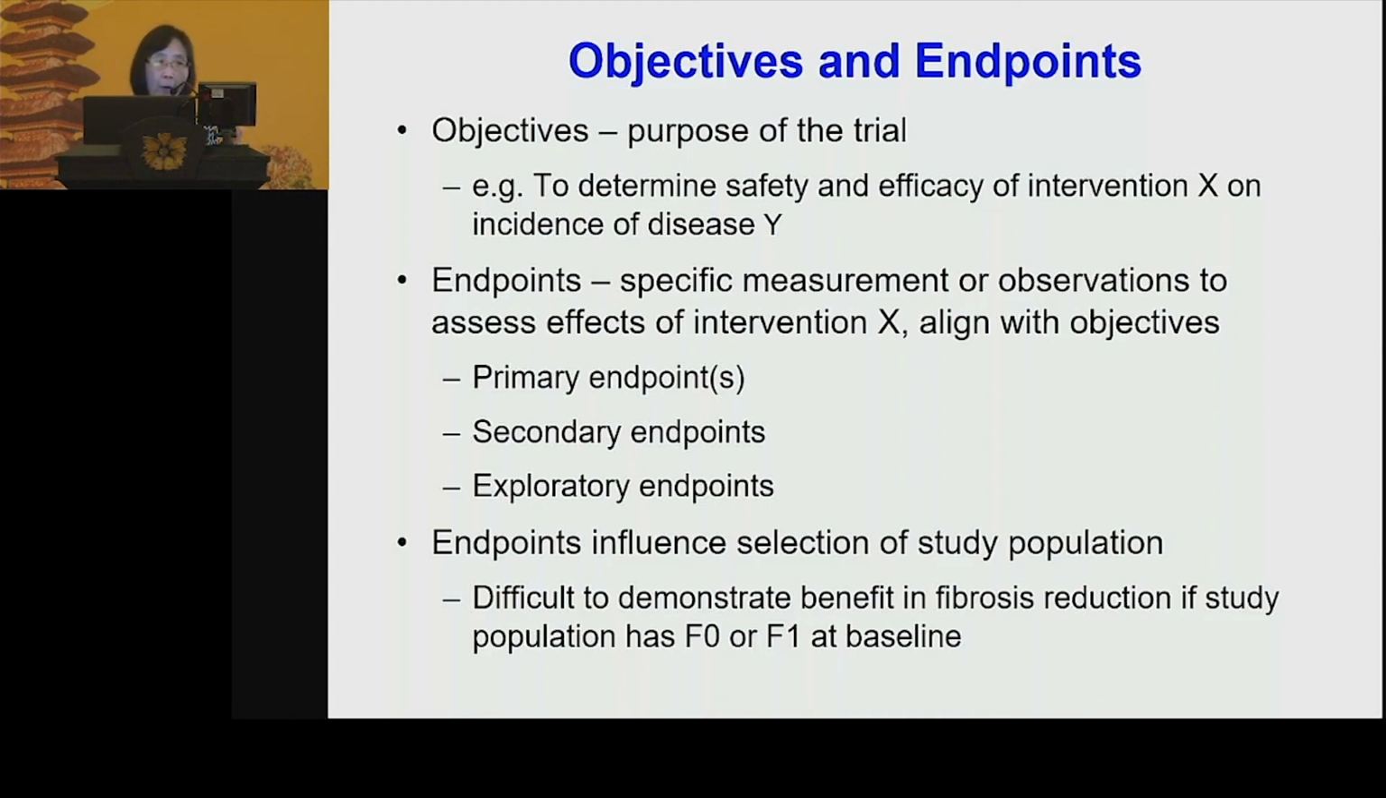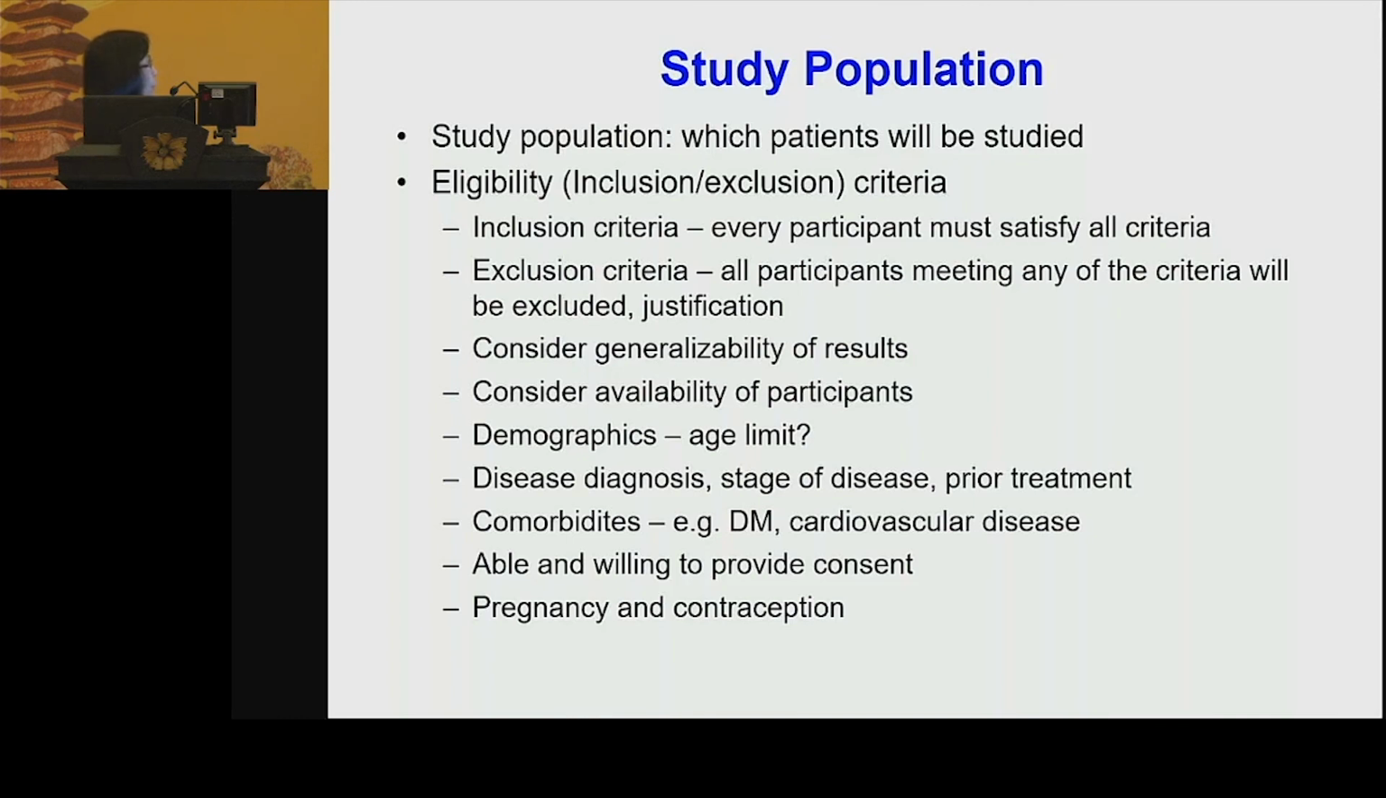Now, endpoints are important because they influence which patients you're going to enroll into the study. Because if the purpose is to reduce fibrosis, and you only enroll patients with F0 to F1, how are you going to see an improvement? Okay? If you want to enroll patients and see if it would improve steatosis, the patients must have steatosis to begin with. Okay? So your endpoint can influence the selection of patients.